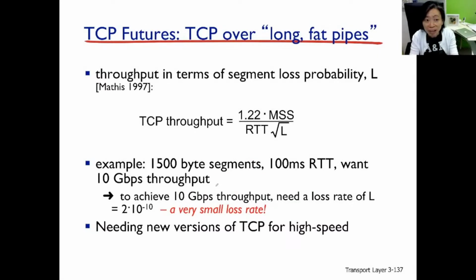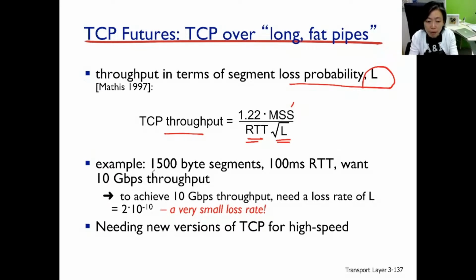We can go on and on, right? Try to derive a more general model. So let me not go over the exact derivation, just tell you, if the loss probability is L, one can actually come up with the TCP throughput being represented this way. Round trip time here, square root of L here, and the maximum segment size here.